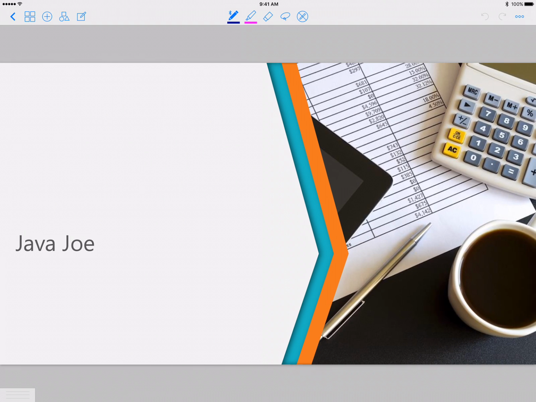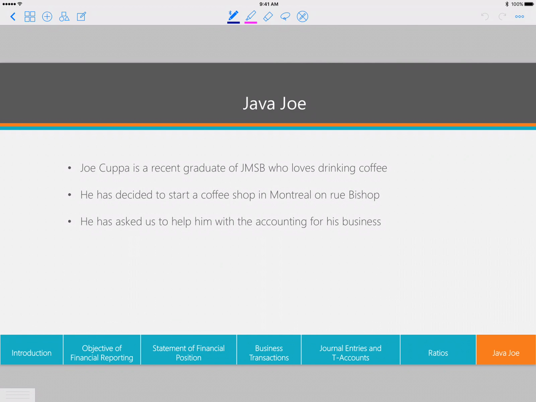And now we are going to get to the final part of today's lecture, Java Joe. So Java Joe is going to be a series of examples that are going to build through every single online lecture that we do together. And we are going to follow it, and it's going to help you to apply everything that you've learned. So let's take a look at our scenario.